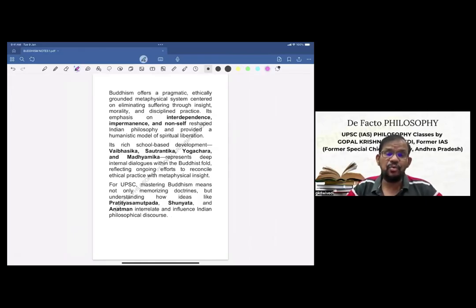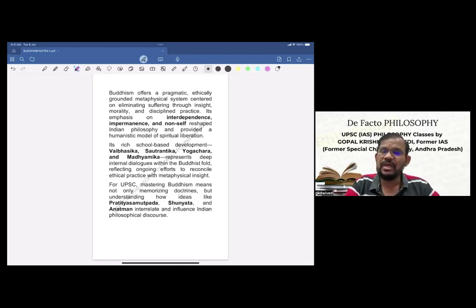Its rich school-based development, Vaibhasik, Sautantric, Yogacharya, and Madhyamika, represents deep internal dialogues within the Buddhist fold itself, because this is one philosophical system which has so many branches and so many discussions, so many differences also. Now, the important points in this are Pratyut Samutpad, Sunyata, and Naratmavad. We'll see those things.